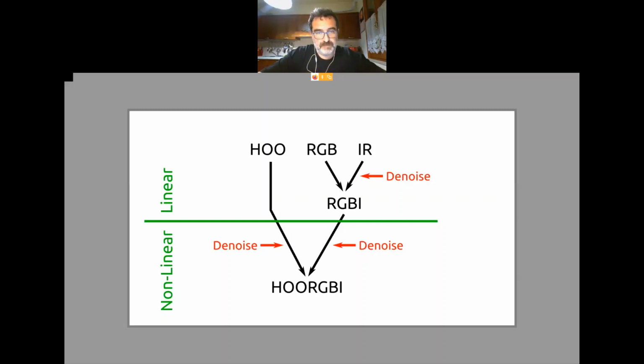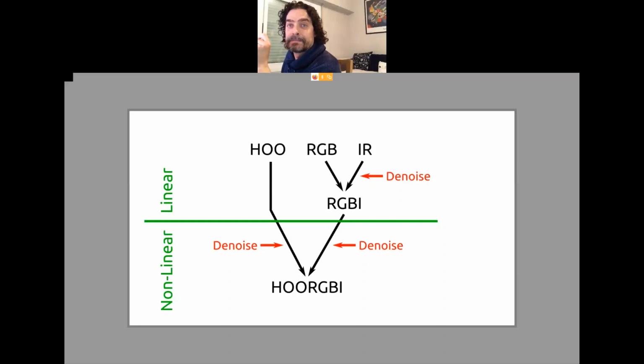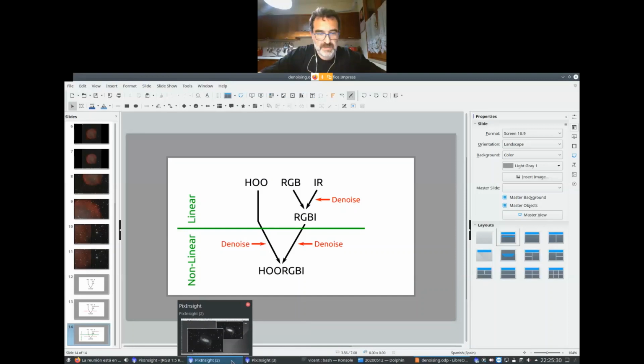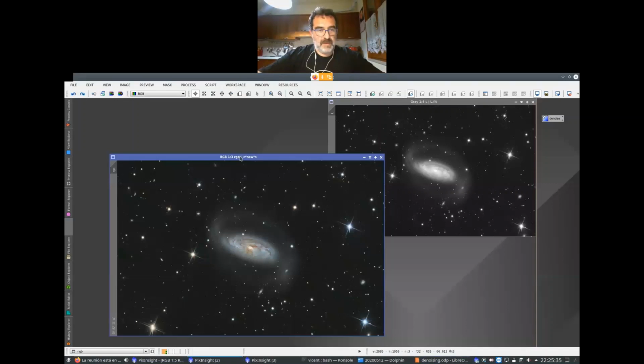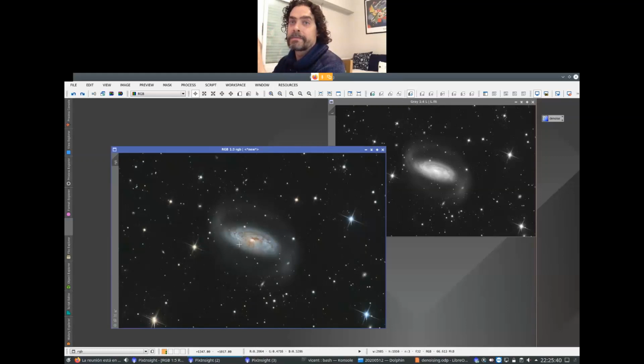Okay, so first we review the easy case, the case with TGV denoise and an LRGB image. This is the LRGB composite. We have finished this image here, and we applied these steps, you will see.